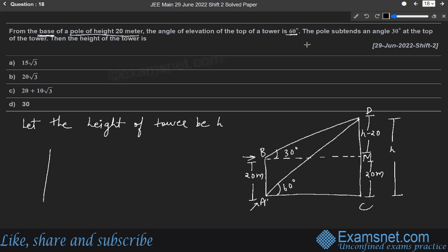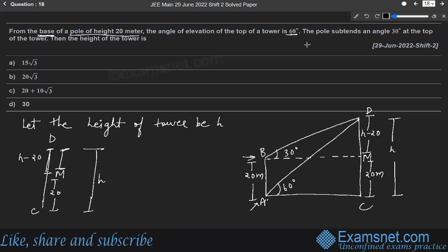See, consider this line as CD. This is C and this is D. We have a point here which is M. If we know the whole value is H, and CM is 20, the remaining value will be the total value minus CM. The total value here is H, so H minus CM, H minus 20. So this value DM will be H minus 20.